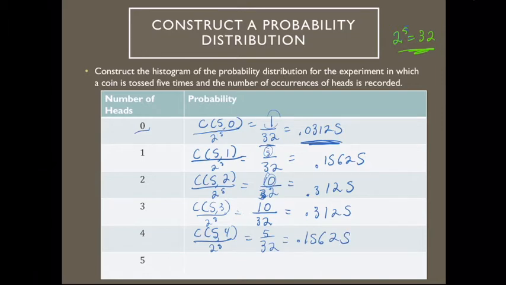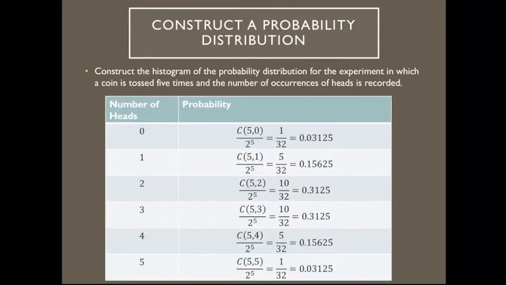And I have 5 choose 5. There's only one way when you flip a coin to get all 5 heads, right? Over 2 to the 5th, which is 32, and that gives you 0.03125. So we can see our graph is going to look symmetrical. That's really an important property. Here it is so we can check your answers.